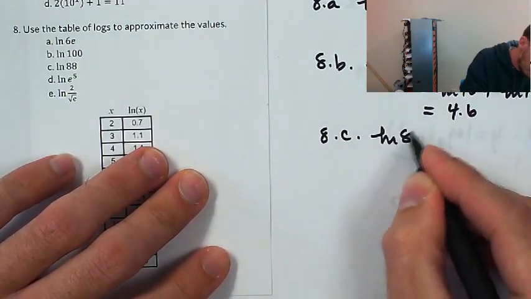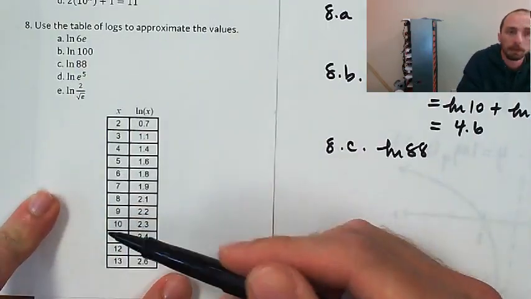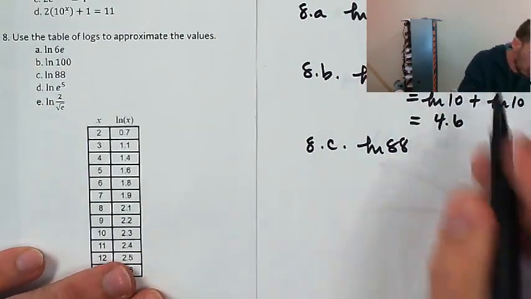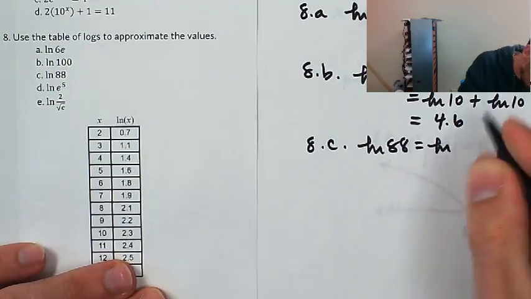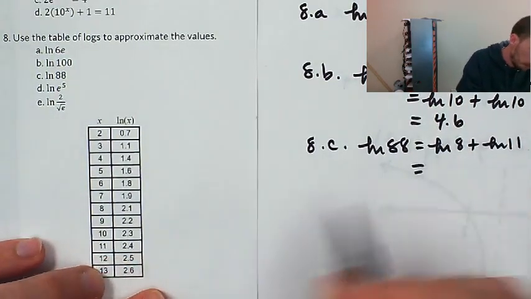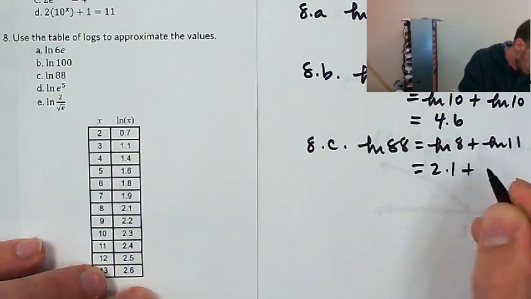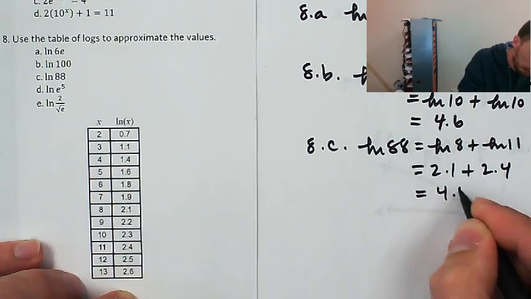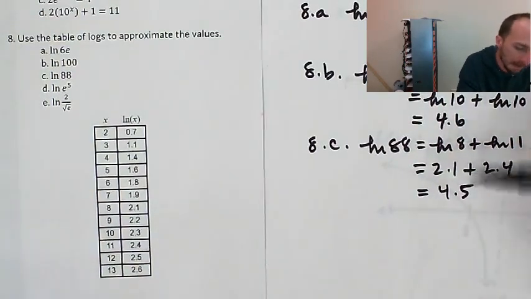8c is going to be natural log 88. How can I make 88 out of the numbers I've got in this table? 8 times 11. I'm sure there's other ways, but it would be more complicated. So I'm going to say natural log of 8 plus natural log of 11. 2.1 plus 2.4. And that's going to be 4.5. Okay. And that does make sense.